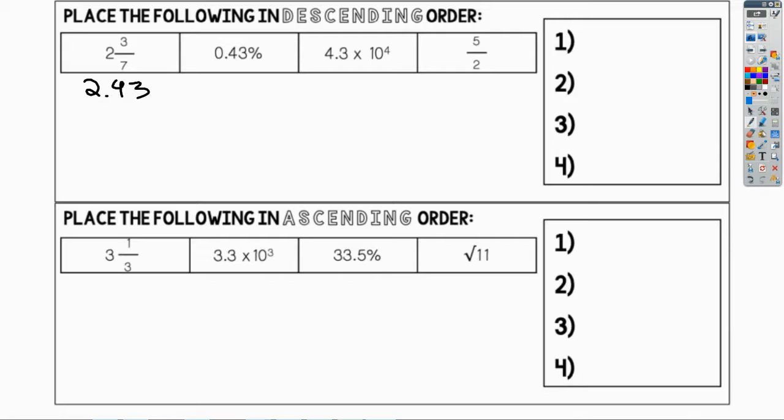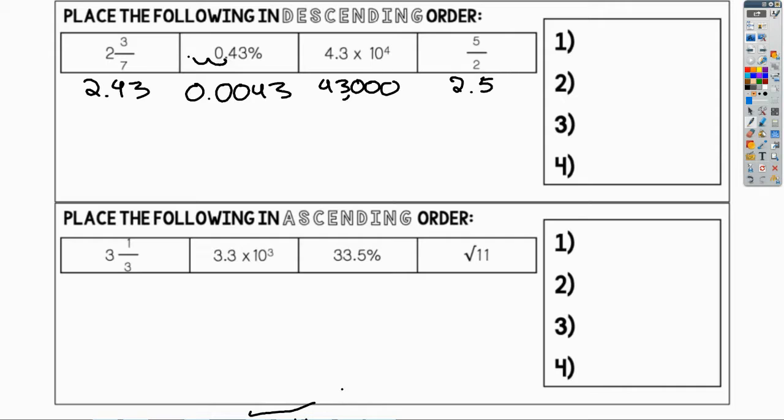Next, 0.43%. Remember, I'd have to move the decimal 2 spots left, giving me 0.0043. 4.3 times 10 to the 4th, if I do that one, I get a big number. I get 43,000. And finally, 5 halves, 5 divided by 2, gets you 2.5.